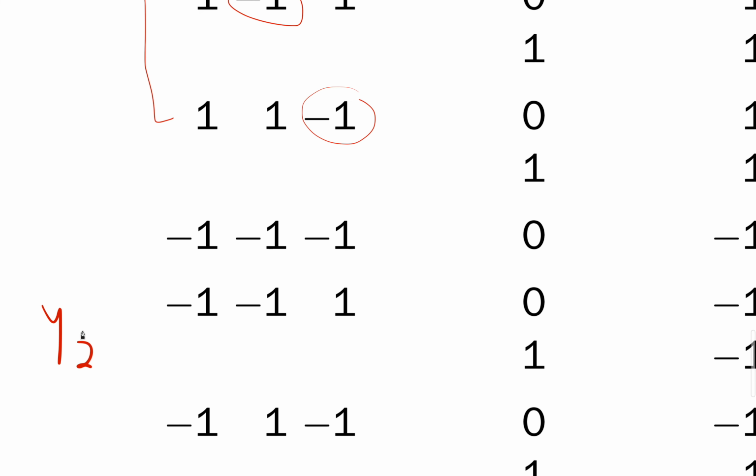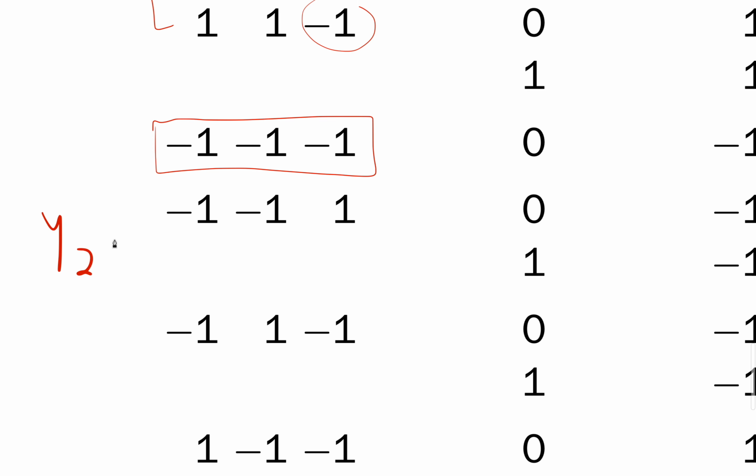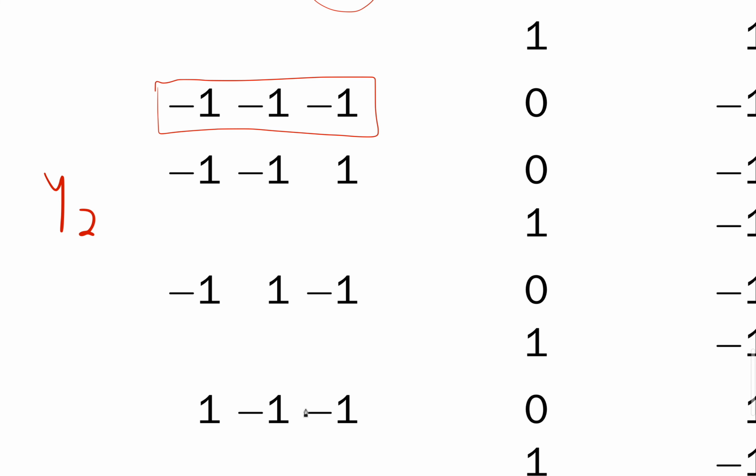Dan kita check pula untuk y2. So y2 negative 1, negative 1, negative 1 is the stable state. Then we have to test ada possible of unstable state. So y2 pun akan ada 3 unstable state. So kita try lah 3 ni.